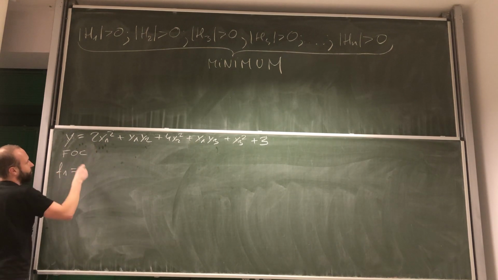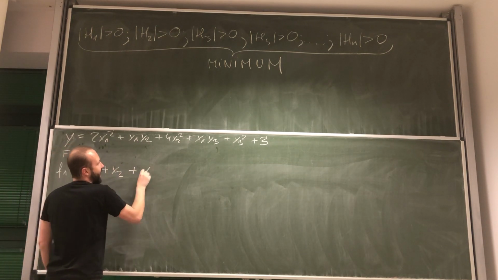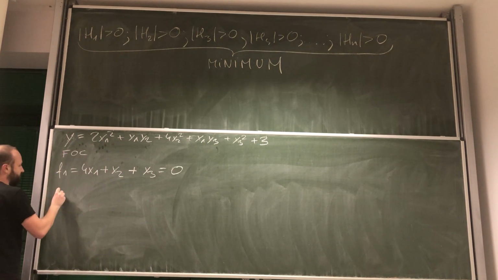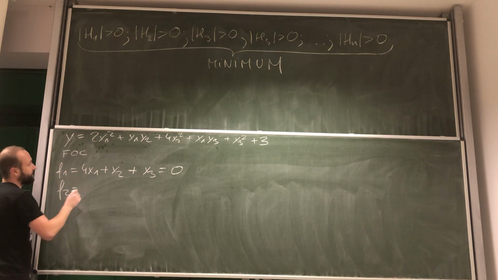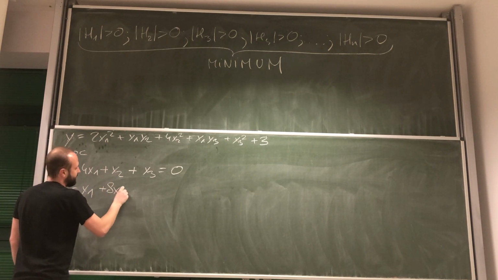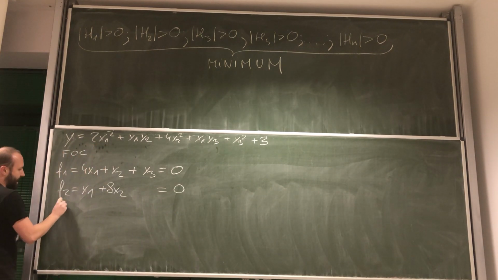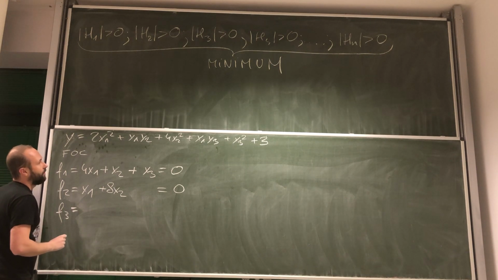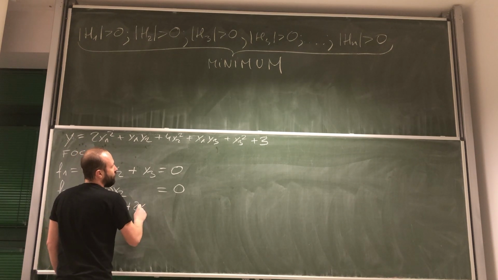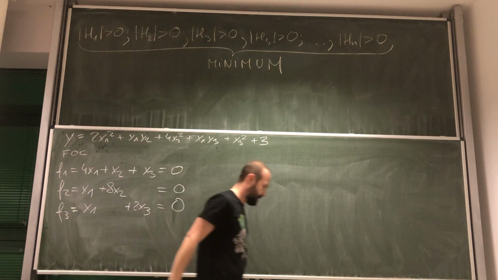First, f1, which is 4x1 plus x2 plus x3, and it needs to be equal to 0. Okay, then we calculate f2. So we differentiate this with respect to x2. We get x1 plus 8x2 equals 0. And then we get f3 equals x1 plus 2x3 equals 0.